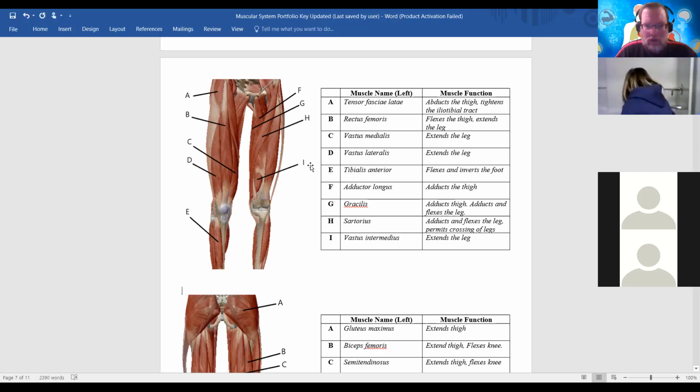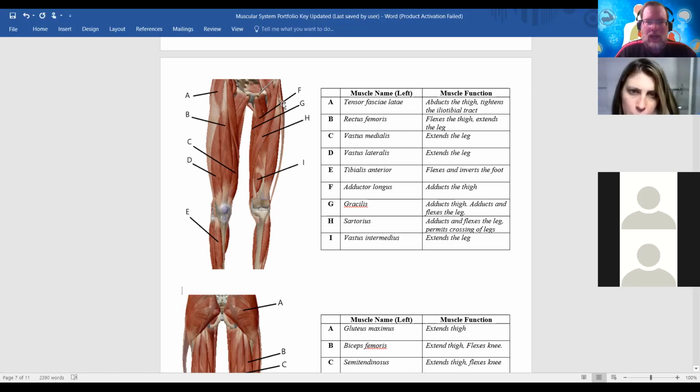And then over here, when we look at I, we've peeled away some of this musculature so you can see down deep to that area, and that's where you find the vastus intermedius. So that's what letter I is trying to get at. Inter means between, of course. So we're in between the other two vastus muscles.